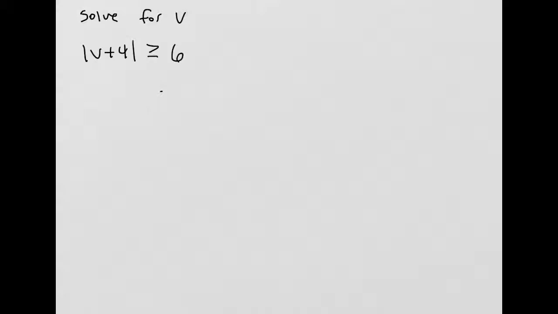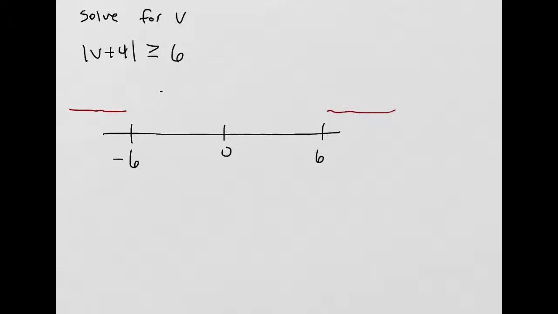Okay, so first thing to notice about this guy is that it's a greater than or equal to. So we're interested in distances that are greater than or equal to 6. So if we draw out our number line, here's 0. On one side we've got 6. On the other side I've got negative 6 because I'm marking out where the distances from 0 are equal to 6. So if I want distances that are greater than or equal to 6, that's going to be all the numbers out here and all the numbers out here. So this is going to be that OR case again.